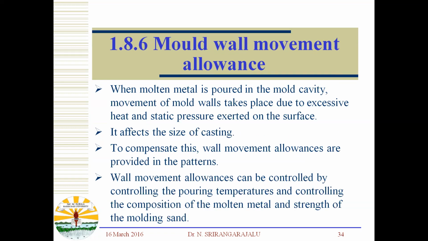Mold wall movement allowance. When molten metal is poured in the mold cavity, movement of mold walls takes place due to excessive heat and static pressure exerted on the surface. It affects the size of the casting. To compensate for this, wall movement allowances are provided in the patterns. Wall movement allowances can be controlled by controlling the pouring temperature, the composition of the molten metal, and the strength of the molding sand.